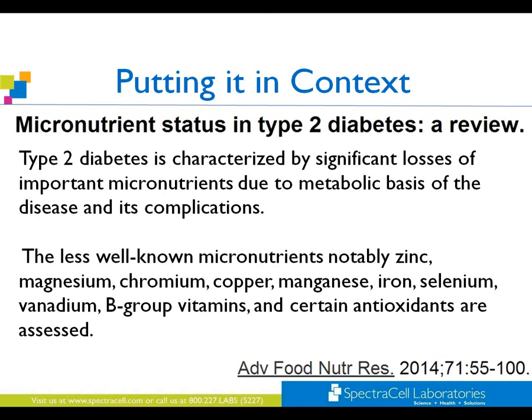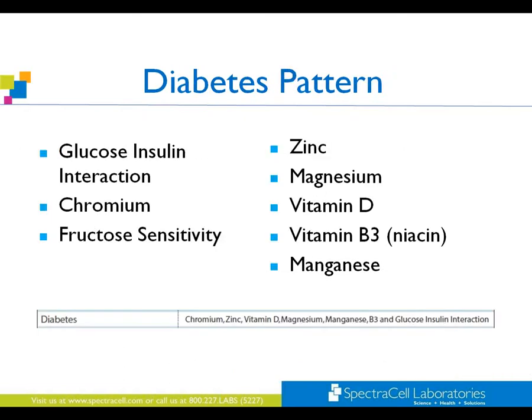So, certainly, the takeaway point I want you to walk away with from this slide is the characterization of type 2 diabetes as being significant loss of some of the important micronutrients.